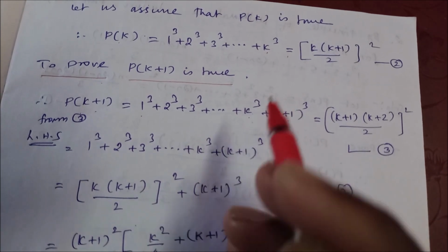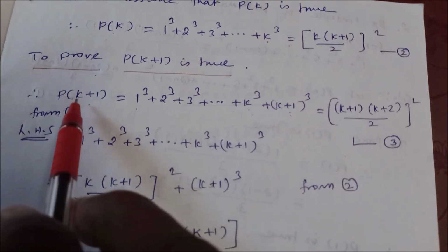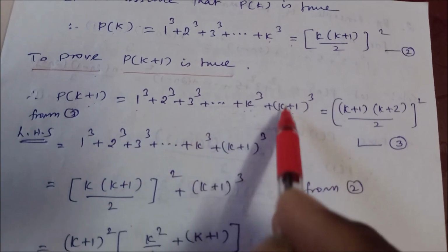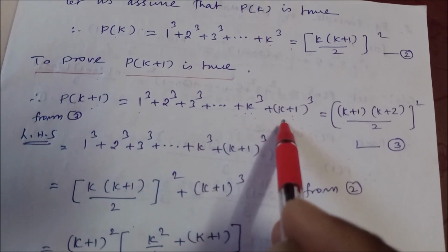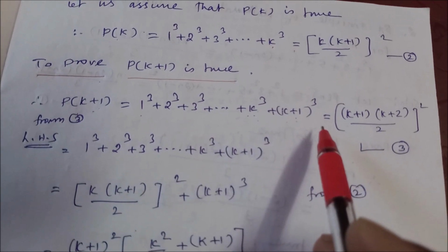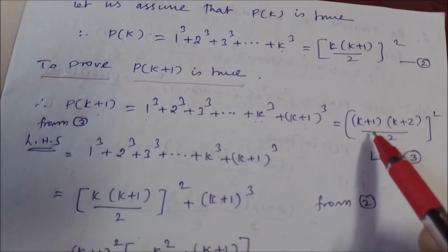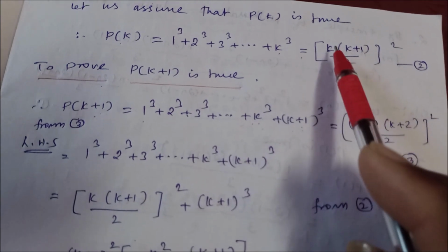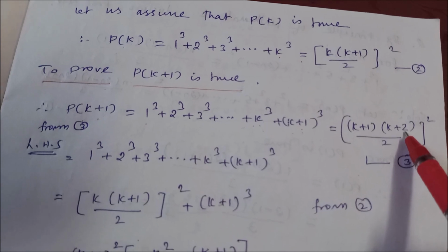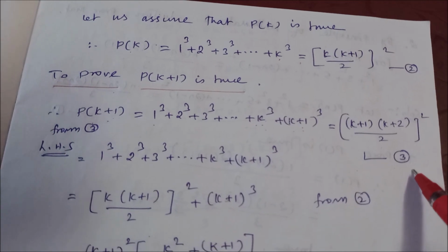Every term is the nth term, and after that the n plus 1th term. First you have to write the kth term, then the k plus 1th term. For example, 7 terms means 1 up to 6 plus the 6 plus 1th term. The same concept applies for k and the k plus 1th term, and for the RHS also: replace k by k plus 1, giving k plus 1 into k plus 2 by 2, whole square, which is equation 3. It is clear.